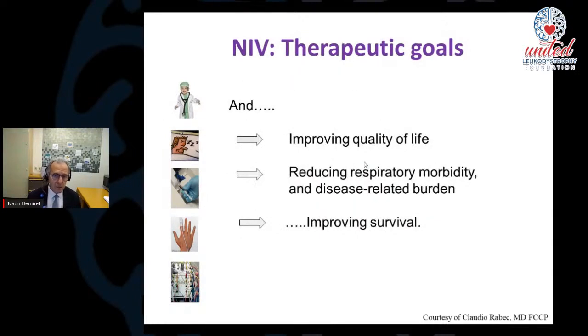At the end, we want to improve quality of life. We want to reduce respiratory morbidity and also disease-related burden like hospitalization or developing pneumonia and requiring multiple courses of IV antibiotics or oral antibiotics. And at the end, and more importantly, improving survival.